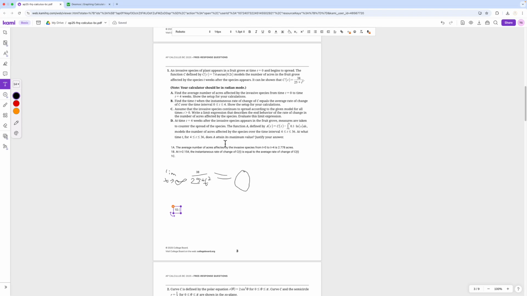Any graph will reach a maximum value when the derivative of the graph is equal to 0. Now this could also mean it's a minimum, which is why we have to actually test the values, but when the derivative is equal to 0, it could either be a max or a min.